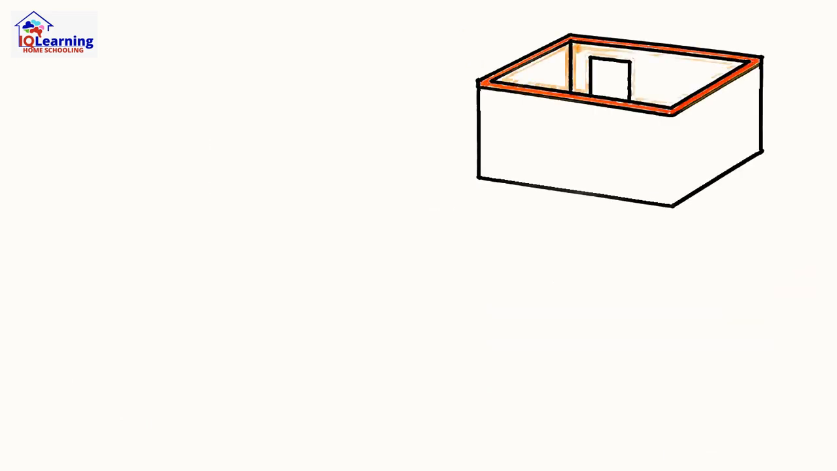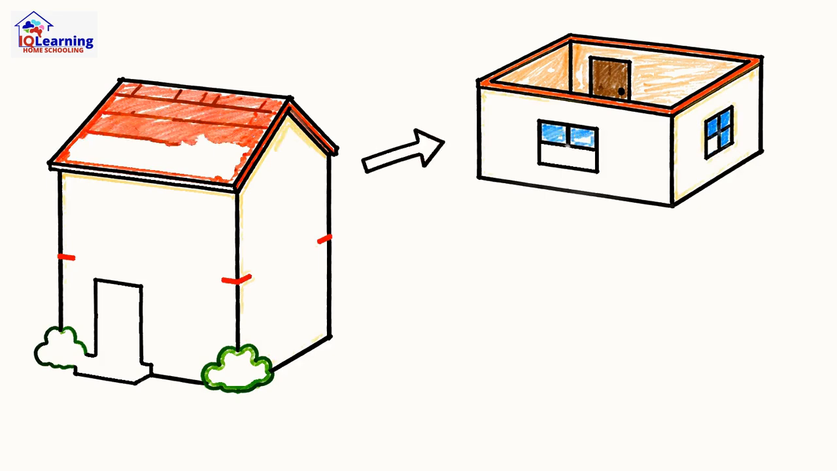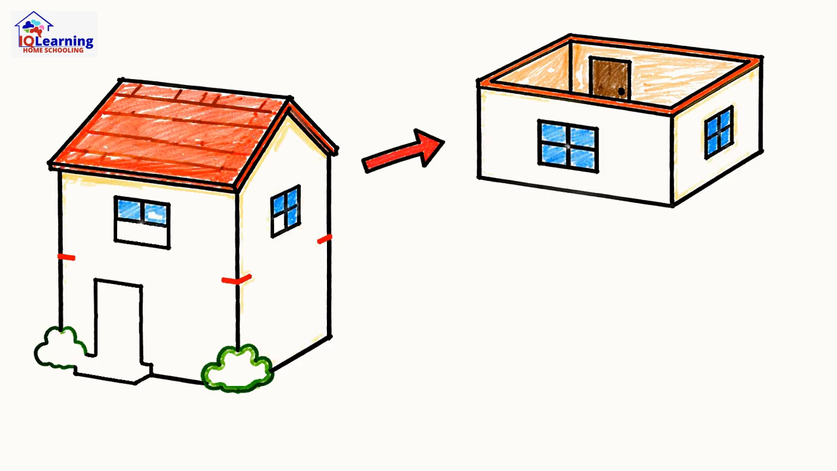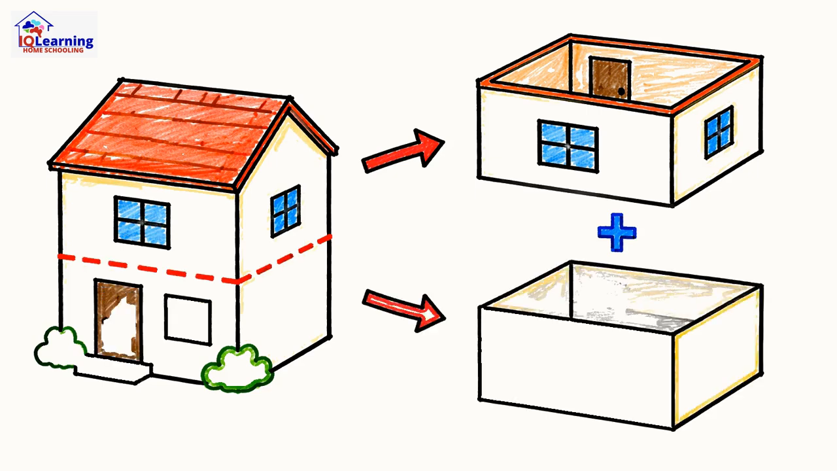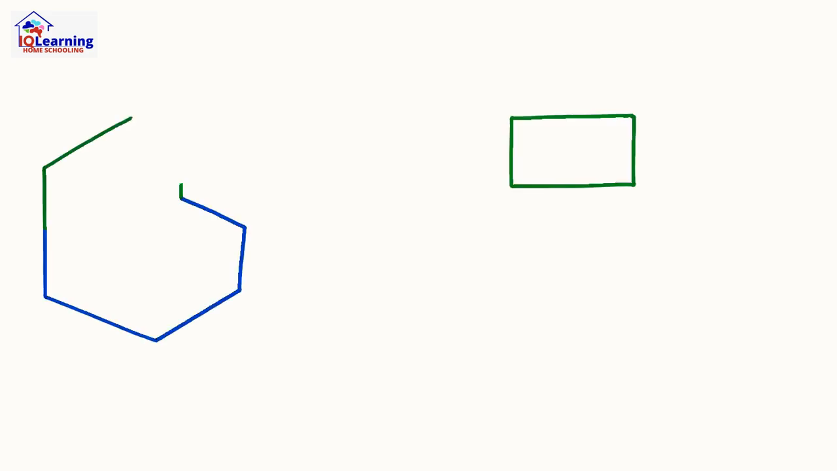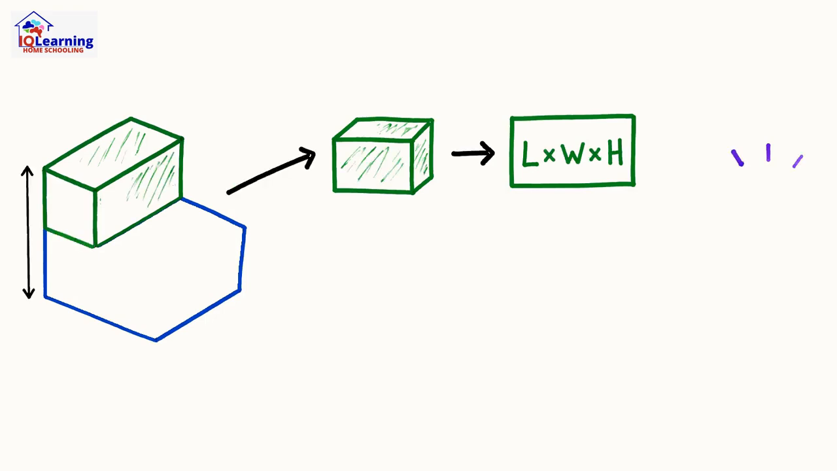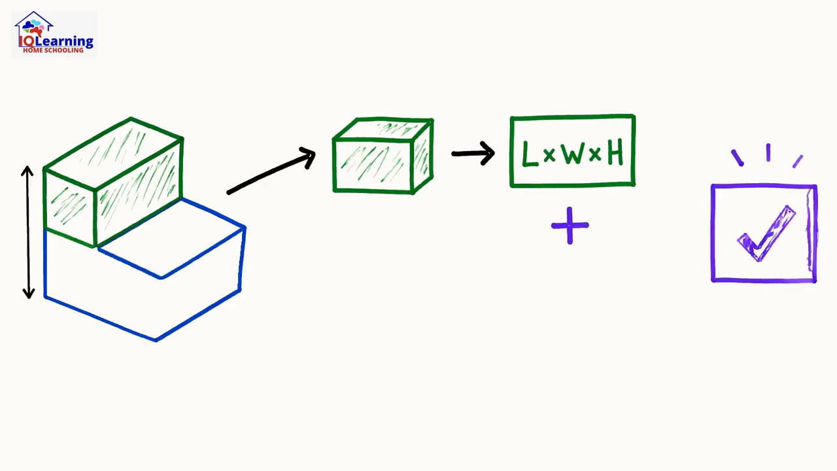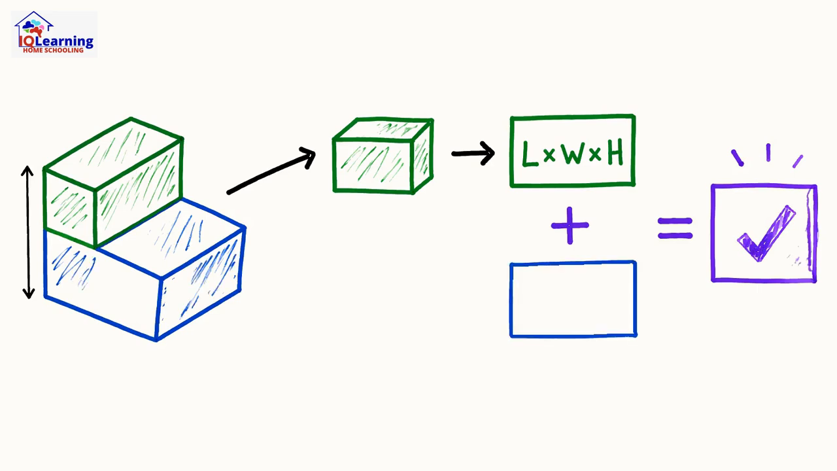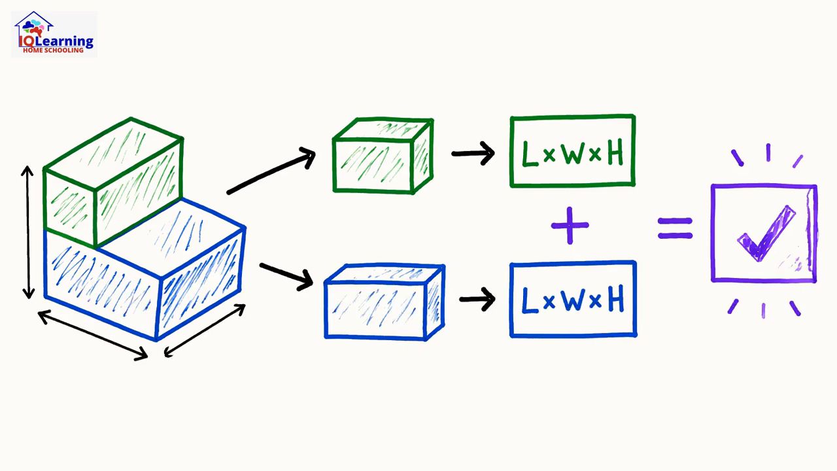The main strategy is split and add. Imagine you have a model house with 2 floors. You don't try to measure it all at once. You slice it, mentally, into 2 separate boxes, the ground floor and the first floor. You find the volume of the first box, length times width times height. Then you do the same for the second. Add those 2 numbers together and you have your total volume. It's about breaking a big problem into small, manageable pieces.